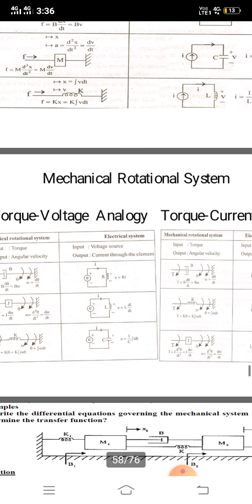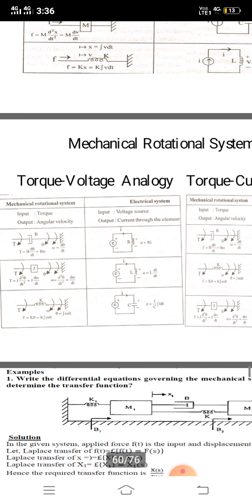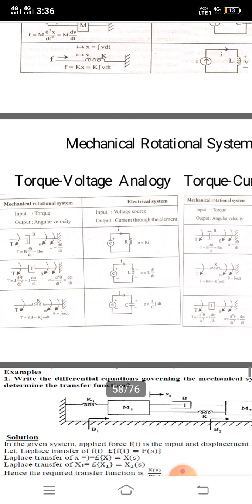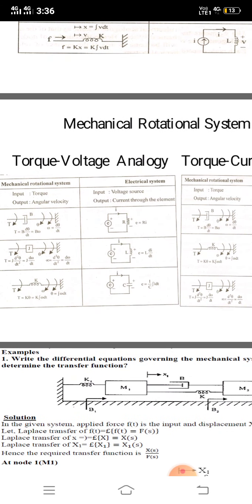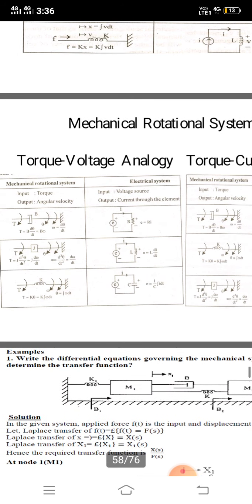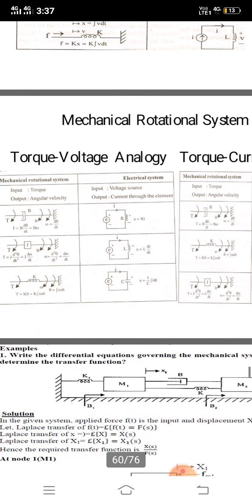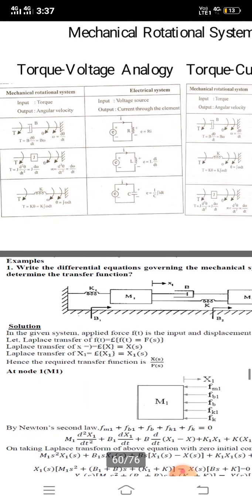Then we move to the mechanical rotational system with the electrical analogy. The mechanical rotational system always shows three different kinds of elements apart from the translation system. The elements are moment of inertia, spring, and dashpot. Same as before, the dashpot is B, spring is K, moment of inertia is J. Same as the electrical system: resistance, inductance, capacitance. So those nine components are essential for supporting this analogy system.